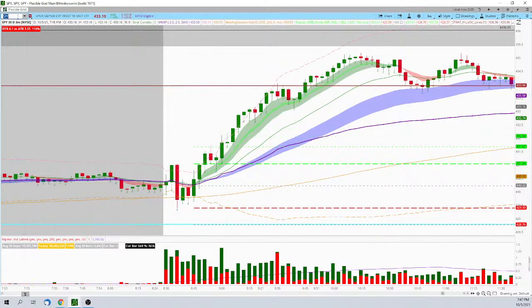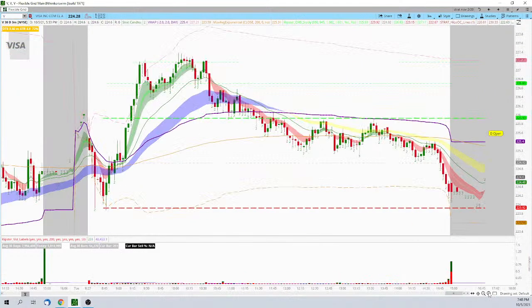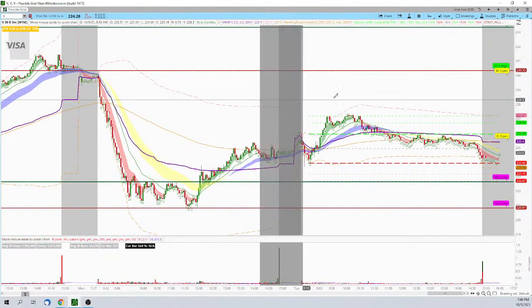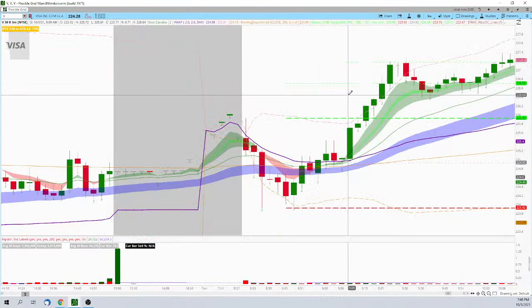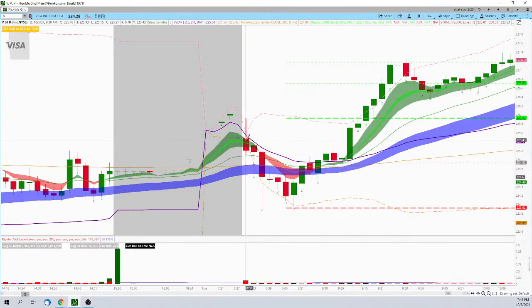Now, let's look at something that's choppy. Let's see here. So I had V on my watch this morning because there was a ton of call flow that came in yesterday, and I caught a move yesterday right after lunch, and so it just was on my watch. But the first candle never closed above VWAP. Never.